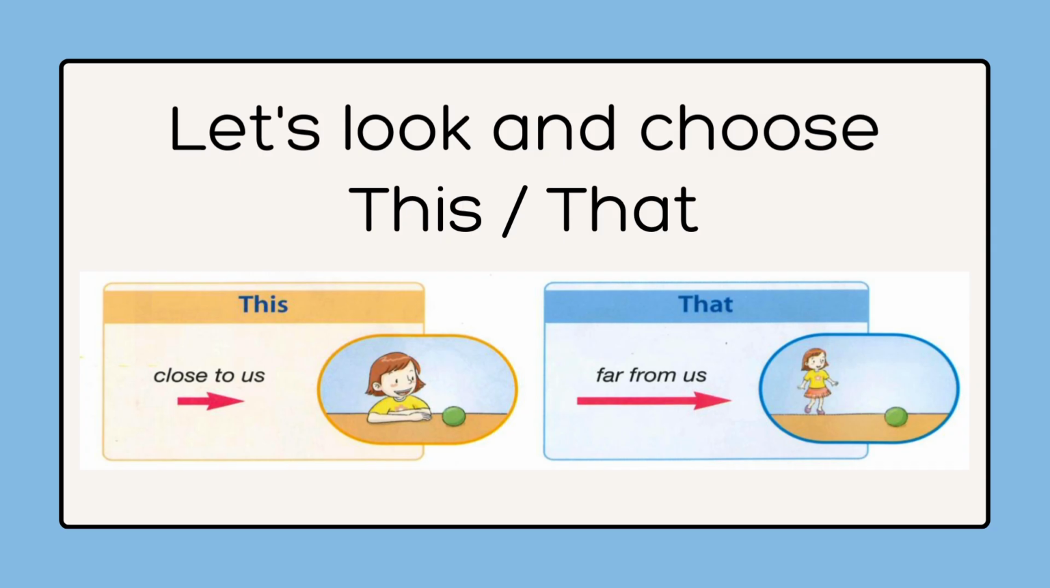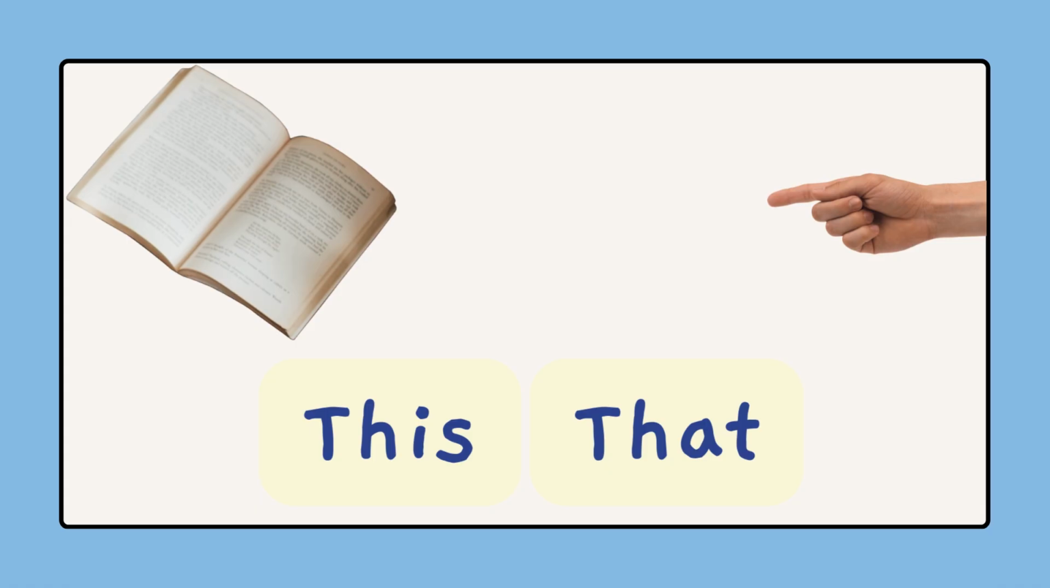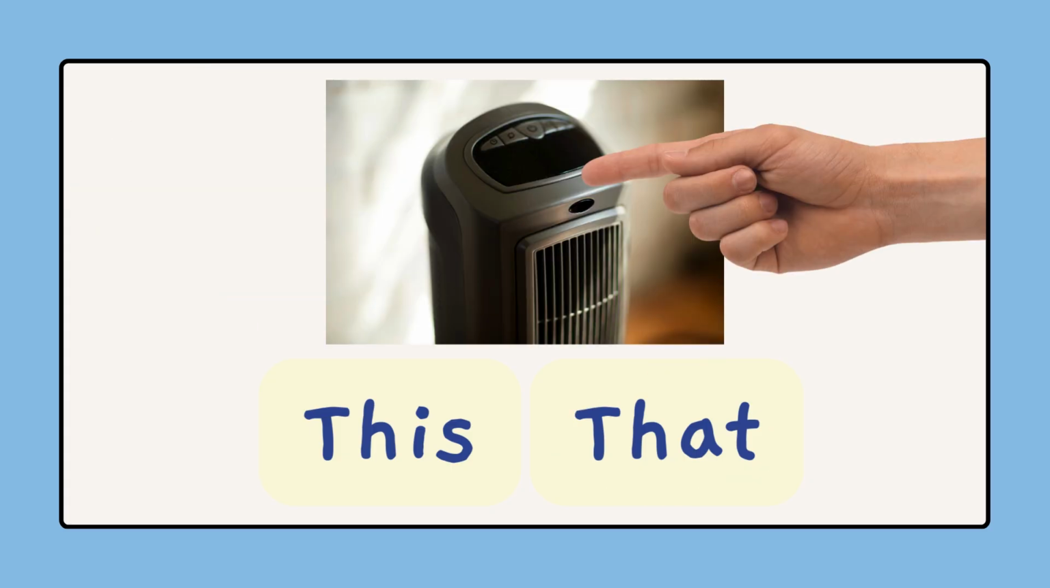All right, some more practice. This or that? That, because the distance between the hand and the book is very long. It means the book is very far away from the hand. This or that? This, because the fan is near the hand. So that means the distance is very short. It's just next to the person.